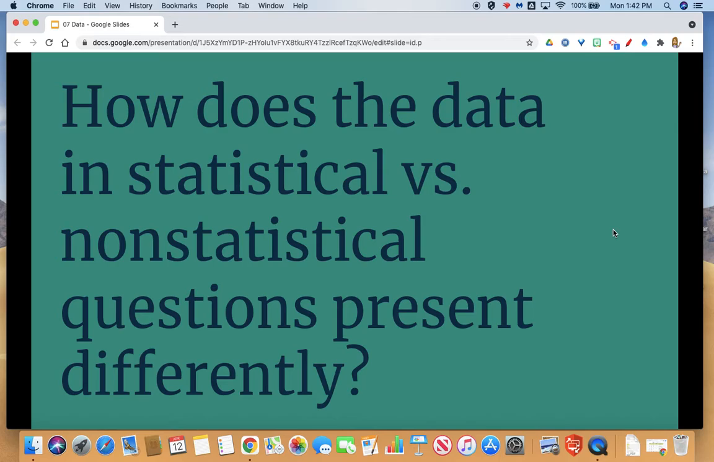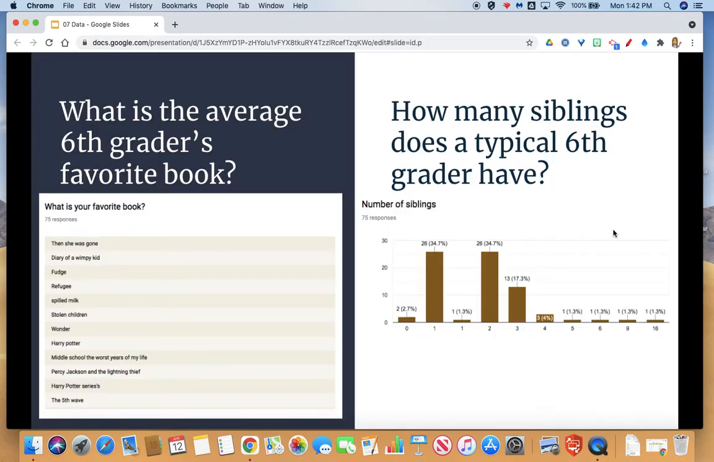Let's think about data in a statistical question versus data in a non-statistical question, and how might that look differently in a graph? What do you think? Here's an example. On the left, we have the question, what is the average 6th grader's favorite book? What do you notice about those answers? They're all different, and none of them are numerical, so we're getting names of books. And then on the other side, we see how many siblings does a typical sixth grader have. What do you notice there?